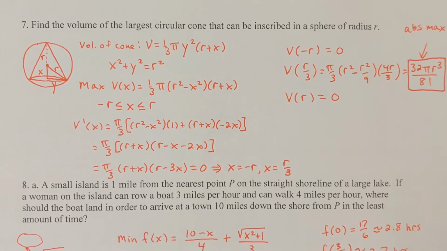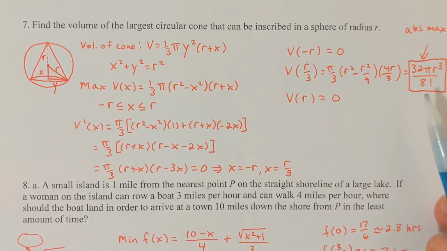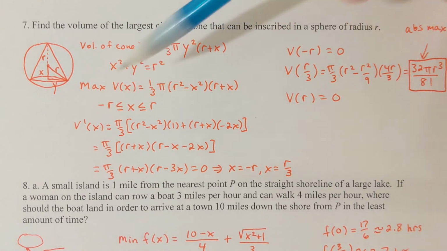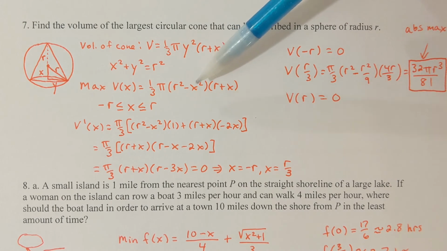Okay, so moving forward, I'm going to be using 4.1 to find the absolute max on this closed interval. Well, I'll need to find my critical values. So let's go ahead and find v prime of x. It's going to be 1/3 pi times the quantity.